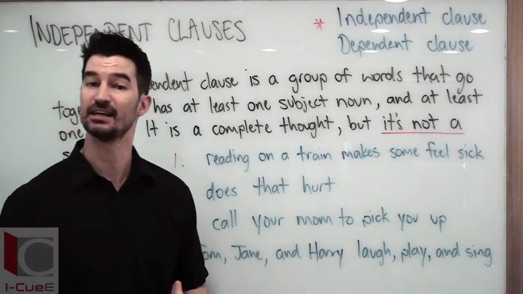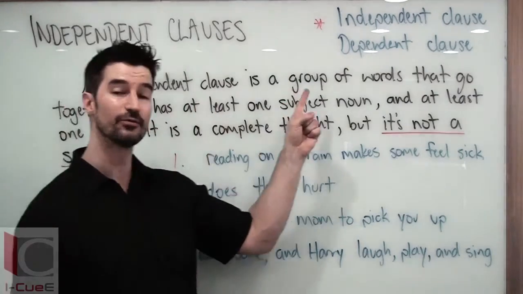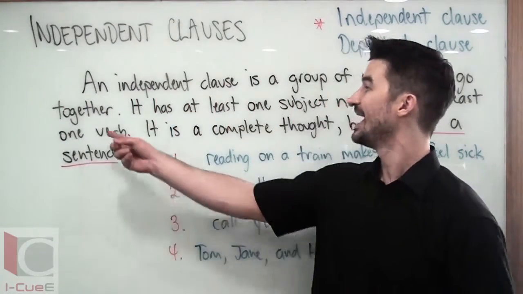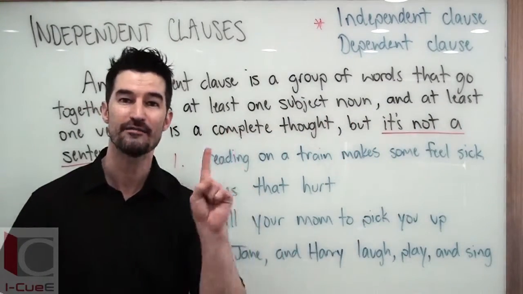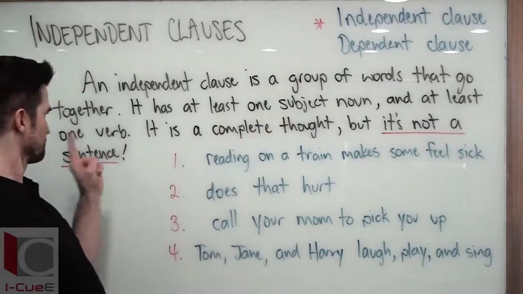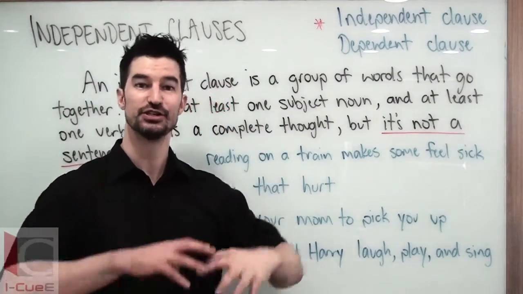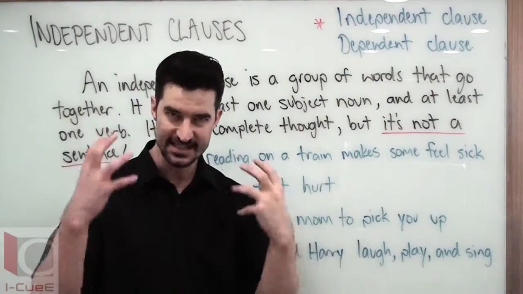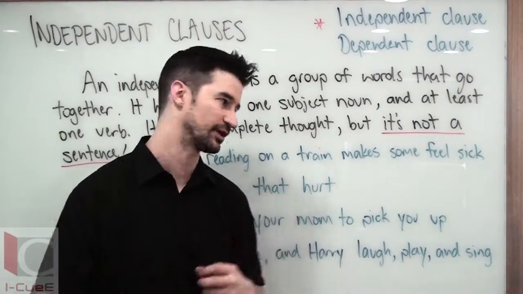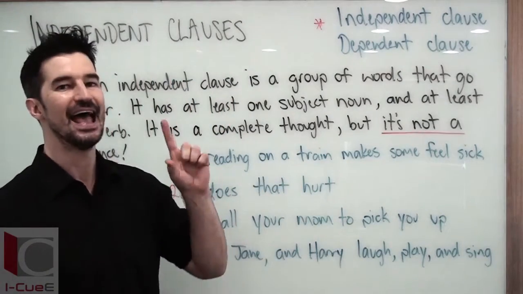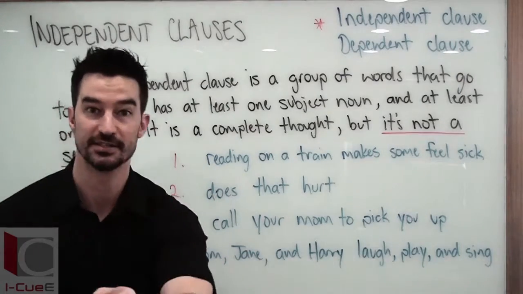So, what is an independent clause? Well, an independent clause is a group of words that goes together and it has at least one subject noun and at least one verb. It is a complete thought. Any independent clause should give you a complete idea. You should understand what is going on when you have these groups of words. But an independent clause is not a sentence. It's not.